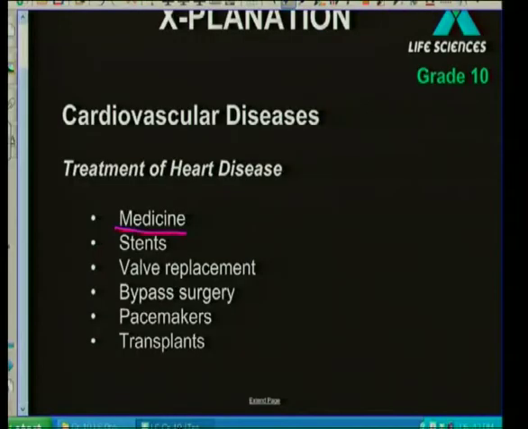Treatment of heart diseases is generally medicine. We give the patient some medication. Sometimes they can put in stents. Stents keep the blood vessels open. Sometimes valves may be faulty. They replace those valves and put in artificial valves. Bypass surgery, which we spoke about. Putting in pacemakers, which we spoke about. And obviously the last one we spoke about was transplants.